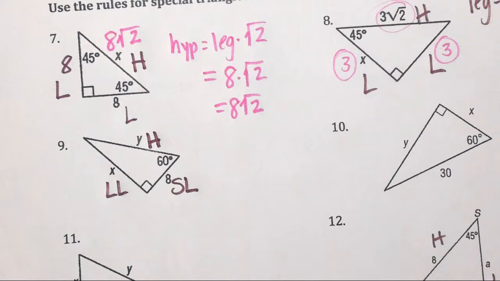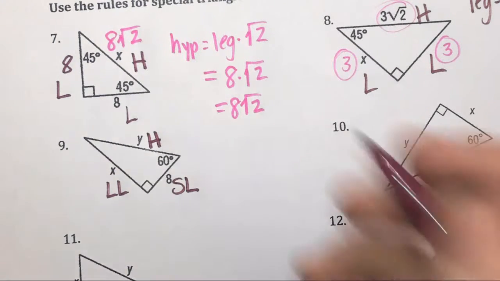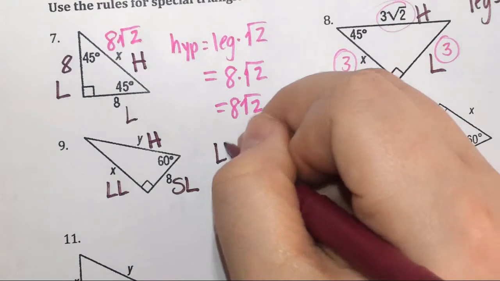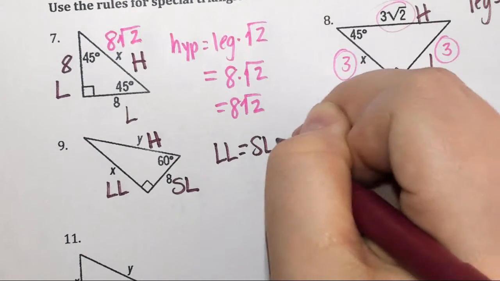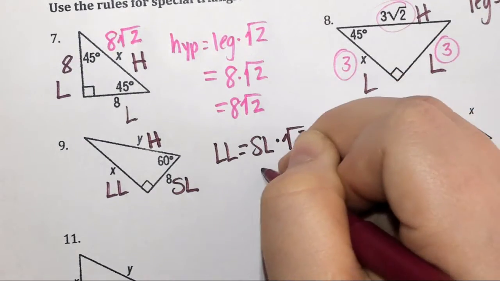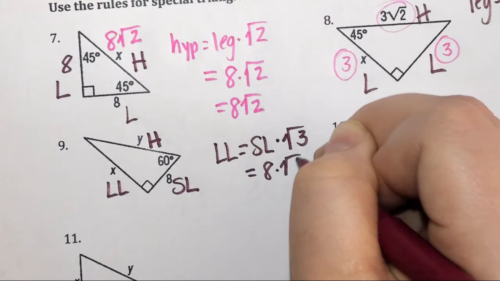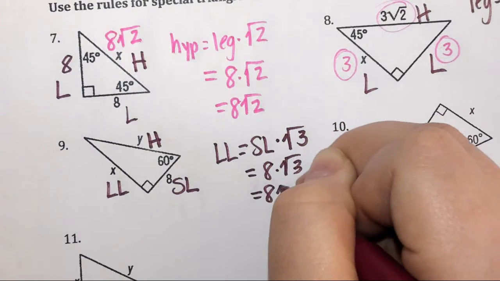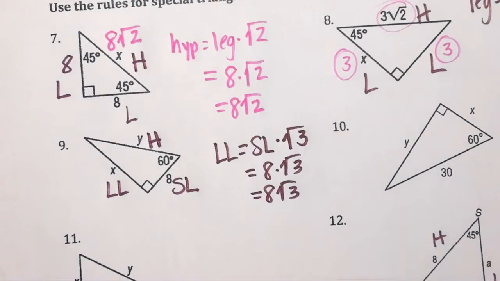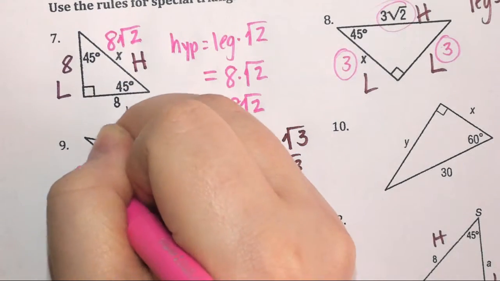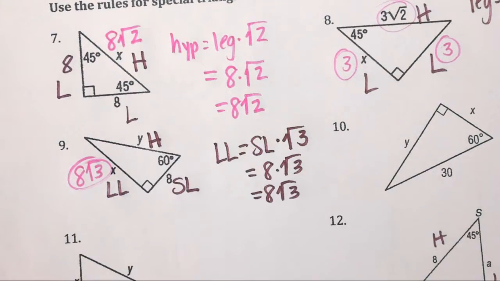Sierra gets points for labeling the triangle. Sierra gets points for writing stuff like long leg equals short leg times square root of 3. So she plugs it in: 8 times square root of 3. I get 8 square roots of 3. She gets points for stuff like this. You get points taken off. No. If you know instantly the answer is 8 square roots of 3, 16, then good.